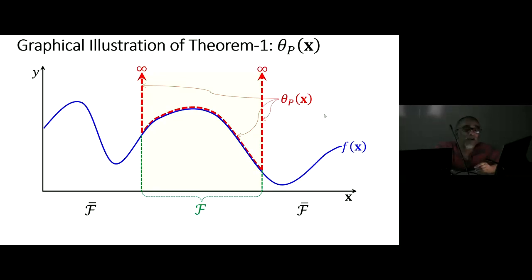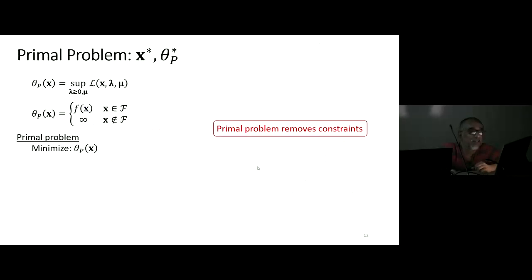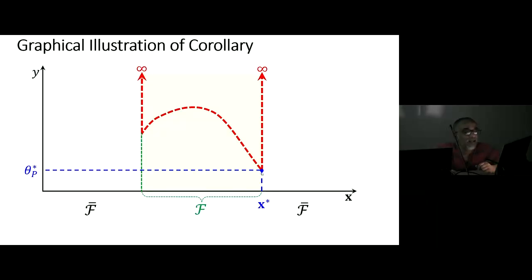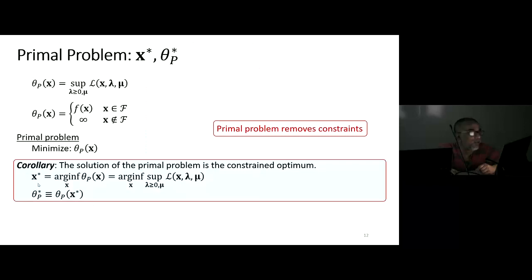So instead of f of x, we have theta p of x. We can choose to minimize theta p of x instead of f of x. And this is the optimum x star of the objective function, which is the same as, we'll call it theta p star. So this is our corollary here. The solution of the primal problem is the constrained optimum. In other words, x star equals arginf of theta p of x, which is arginf with respect to x of the supremum with respect to lambda and mu of the Lagrangian.